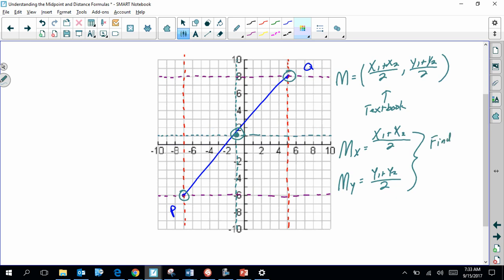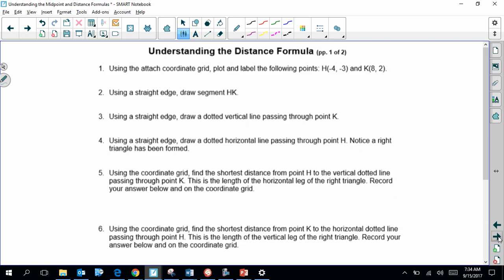This is useful whenever I have to find not the midpoint, but another endpoint. When I know an endpoint and I know the midpoint, I can use that version of the midpoint formula to find where the other endpoint is located. So that's what we should have been able to conclude from our midpoint investigation. Now we're moving on to our distance formula.